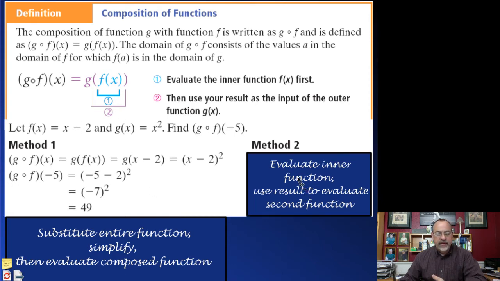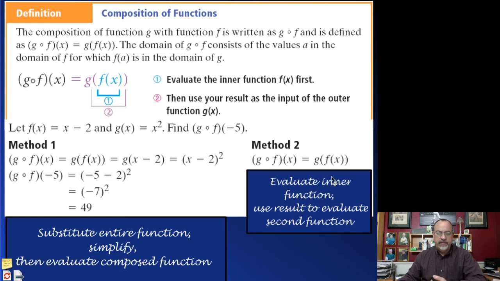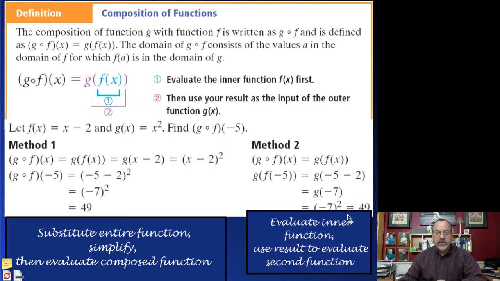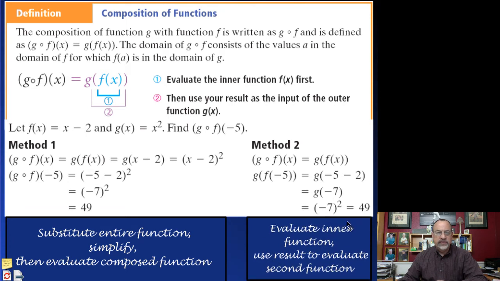In the second method, I simply take the negative 5, substitute it into the f function, and then take its result and put it in the g function. So the f function is x minus 2. So I put in negative 5 minus 2, that gives me a negative 7. Then I take that negative 7 and put it into the g function, which is x squared. So that gives me negative 7 squared, which is 49. So it doesn't matter how you do it, substituting the value in or substituting the function in, both methods will produce the exact same value.